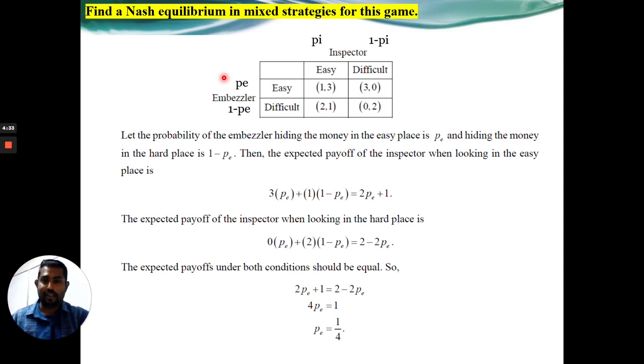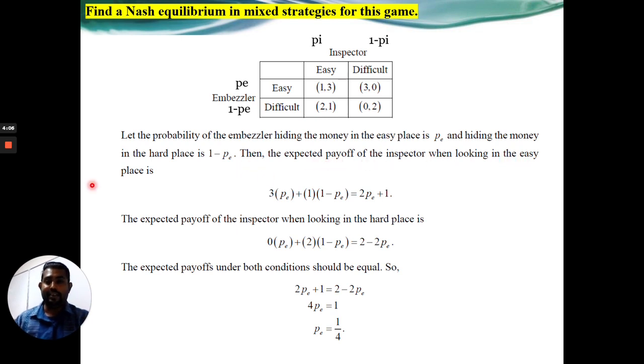So as usual, we put PE as the probability of MZilla, and 1 minus PE, PI as the probability of inspector, and 1 minus PI. So first of all, let the probability of the MZilla hiding the money in the easy place be PE, and hiding in the hard place will be 1 minus PE. Okay, then the expected payoff for the inspector when looking.